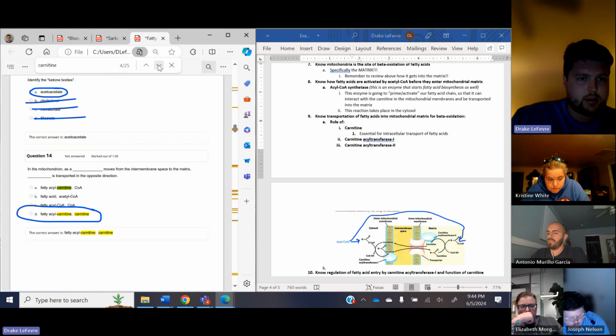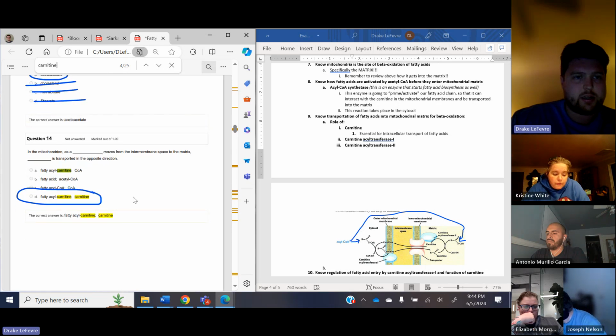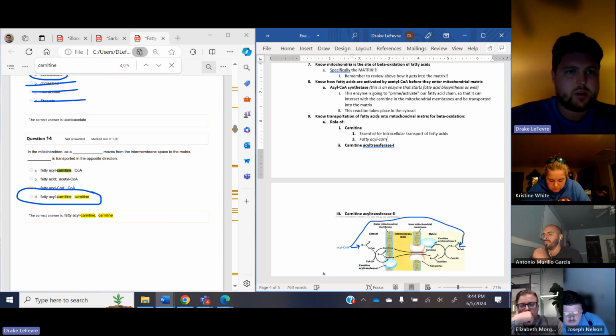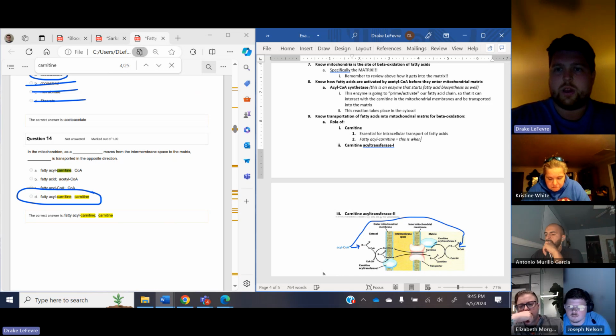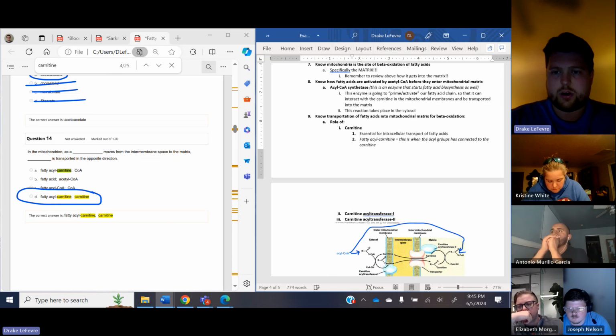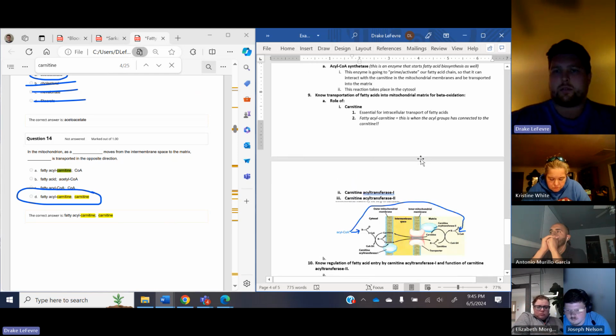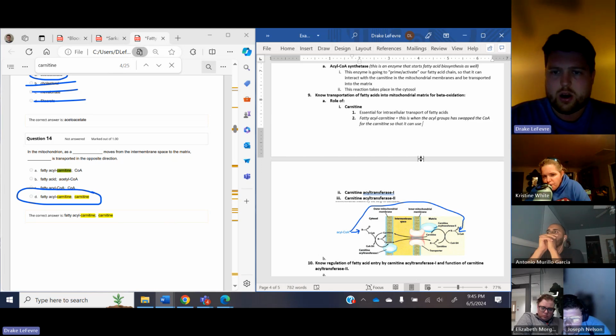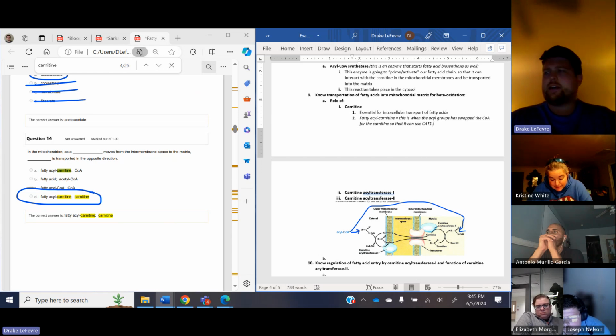That doesn't have anything to do with that. In the mitochondria, as a blank moves from the inner membrane space to the matrix, blank is transported in the opposite direction. We'll want to include in here kind of a subcategory, fatty acyl carnitine. This is when the acyl group has connected to the carnitine. So when that fatty acyl group has swapped the coenzyme A for the carnitine, so that it can use carnitine acyltransferase 1. Does that make sense? That fatty acyl carnitine, what that is? Okay.